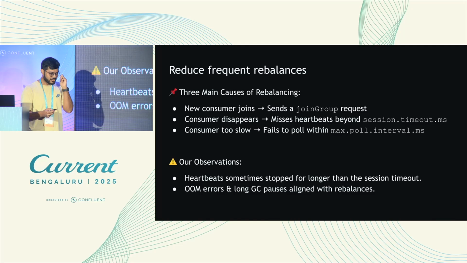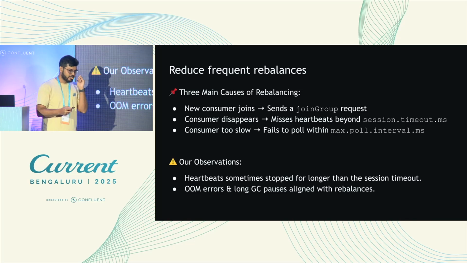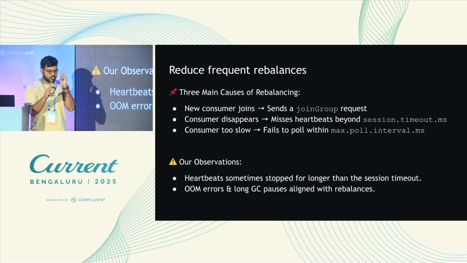But then we come to the second problem. Now state restore is fast, so even if we have rebalances, we will not be affected as much. But what if we can just reduce the number of rebalances? That is another important thing that we should look at. There are three main causes when a rebalance can occur. When a new consumer joins, because you would want to assign some tasks to that consumer, that is a join group request. Or when a consumer disappears, because that consumer is gone, so you want to assign its tasks to someone else. Or the consumer can be too slow.